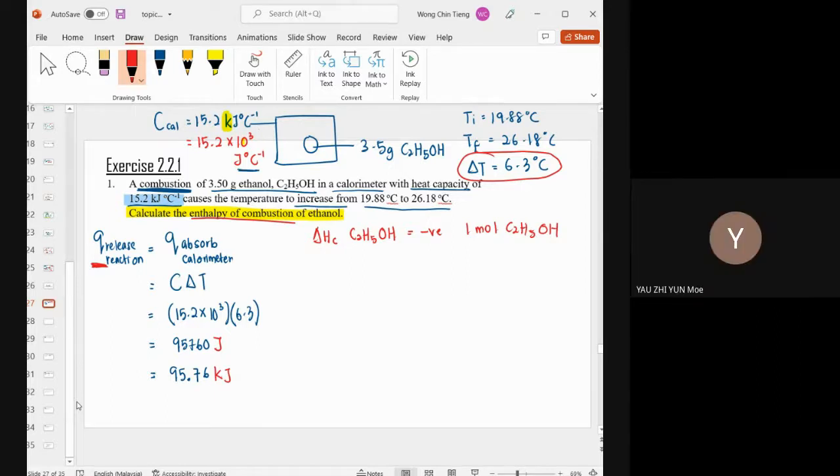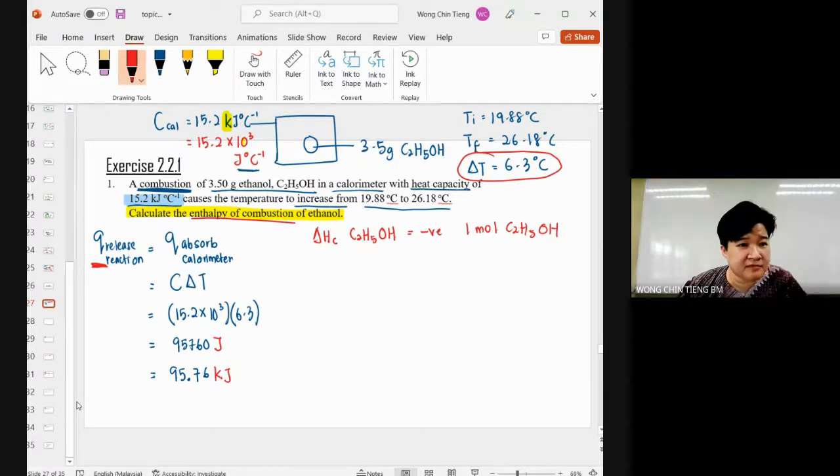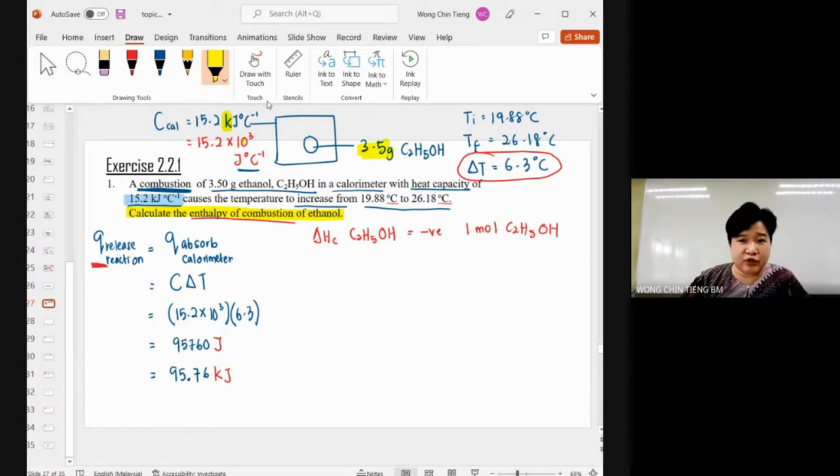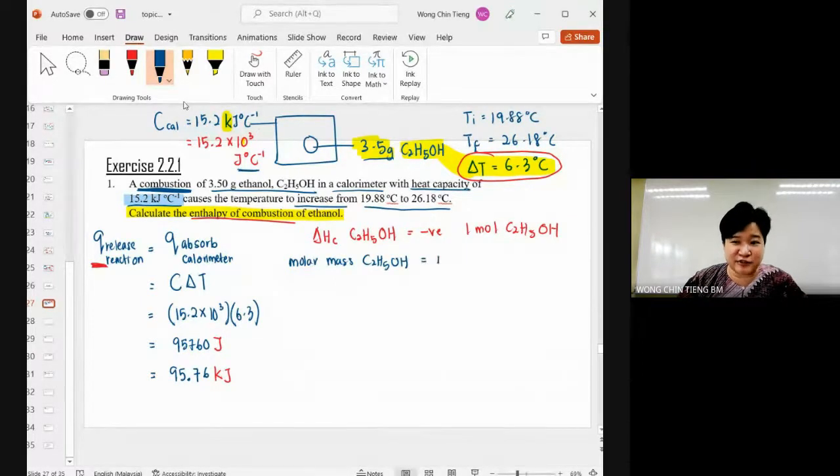Minrui says no. Minrui, how much do we burn? We only burn 3.5 gram for this delta T. Right, and quite obviously 3.5 is definitely not 1 mole. So we are going to change this 3.5 gram to number of mole. How do I change it to number of mole? We definitely need the molar mass of ethanol, which I remember as 46.0 gram per mole. Correct?